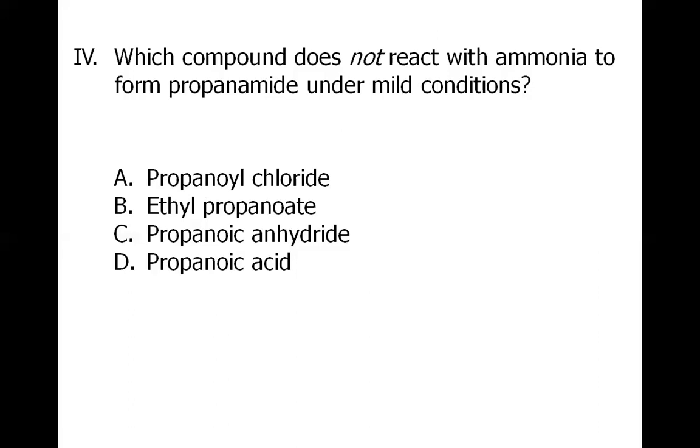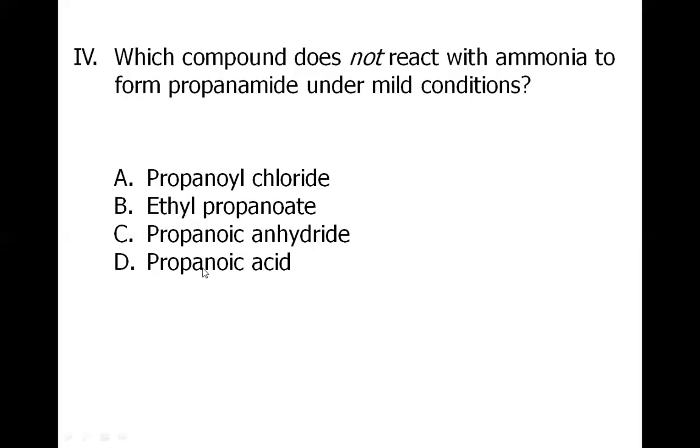If we consider option B, ethyl propanoate, it is the ester of propanoic acid, and again it will give us the propanamide when treated with the ammonia. So we will not have the answer as B. Option C, propanoic anhydride. It will also give us the propanamide when treated with the ammonia. So options A, B, and C, all three will give us the propanamide upon treatment with the ammonia.